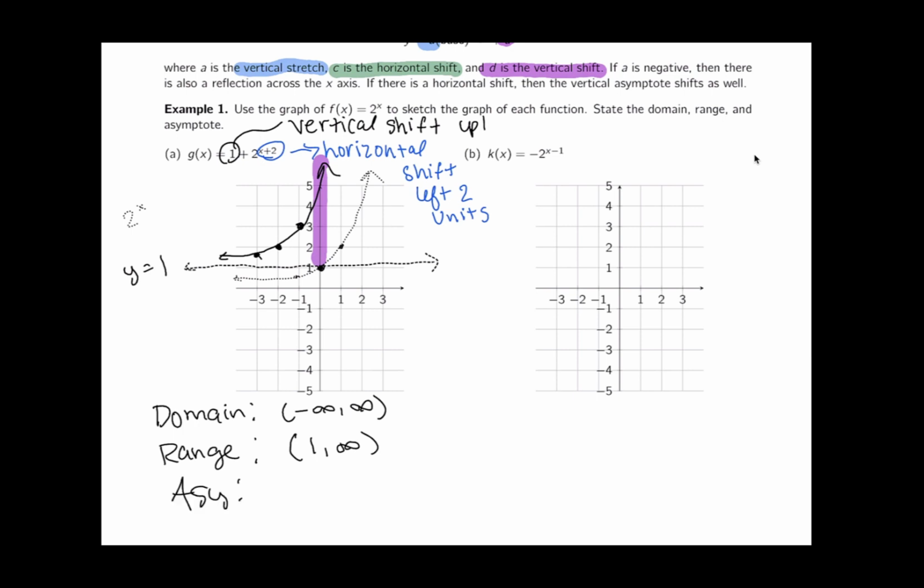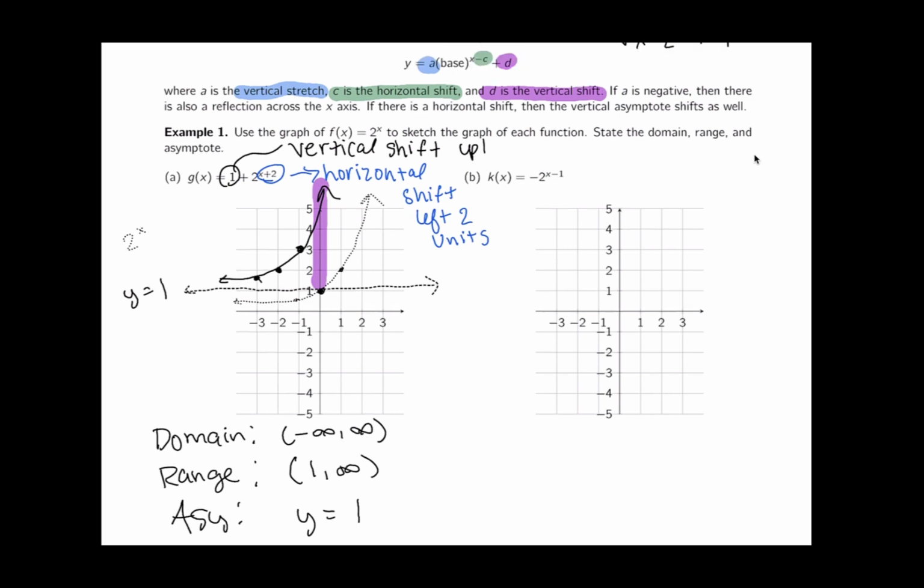And our asymptote, we've already written that, it was y equals 1. Let's try one more for good measure. In part B, we have the function k of x equals negative 2 to the x minus 1. And both the minus 1 and the negative in front of the 2 are going to be some sort of translation. So I have a piece here, and I have a piece here. Both of those are translating my function.